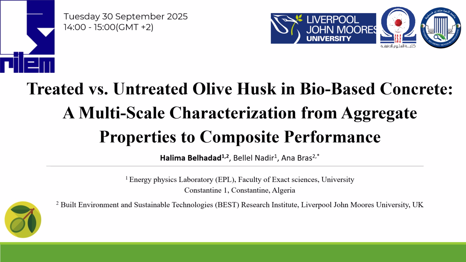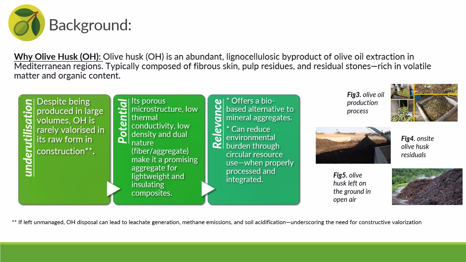In this presentation, I will share how agricultural byproducts, specifically olive husk, can be integrated into concrete as bio-based aggregate. The study compares untreated and thermally treated olive husk, highlighting their impacts on the physical, thermal, hygric and mechanical performance of concrete. By the end of this talk, I hope to demonstrate how this underutilized resource can contribute to sustainable and eco-efficient building materials. So why olive husk?